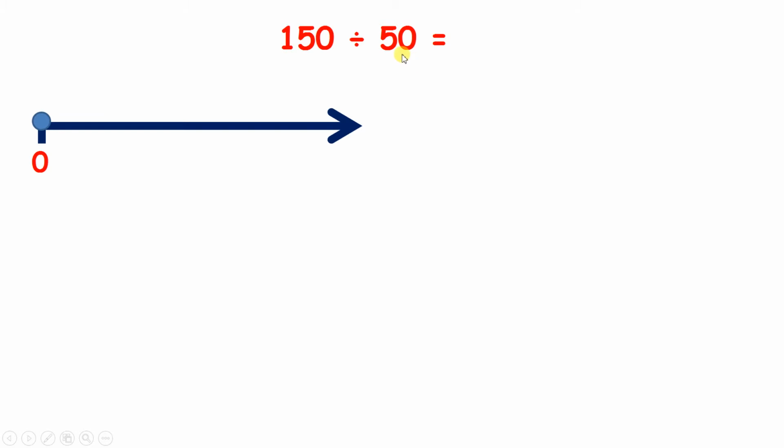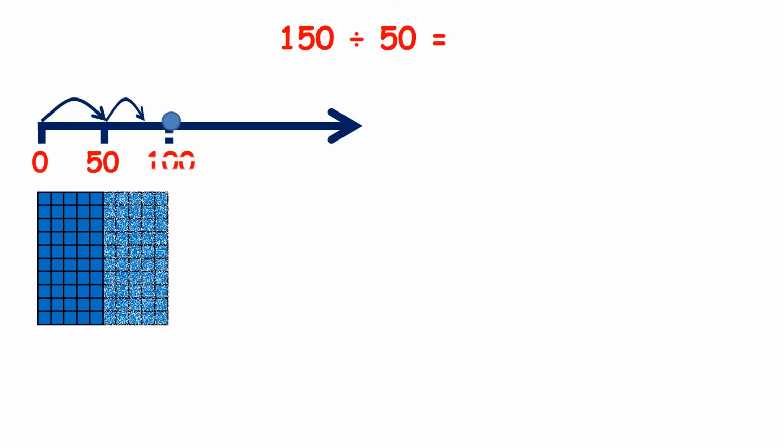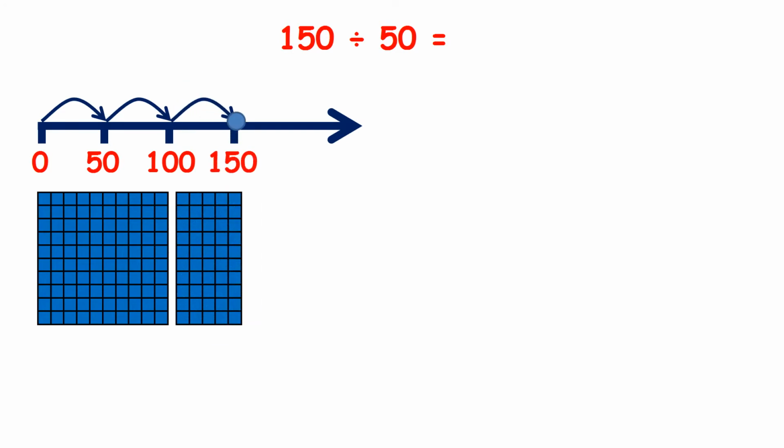So let's count in steps of 50 until we get to 150. 50, 100, 150. And we needed 3 jumps to get to 150, so our answer is 3. Now we could have started at 150 and taken away 50 each time until we got to 0, but it's easier to count forwards rather than backwards, and we get the same answer either way because we're counting the number of jumps.